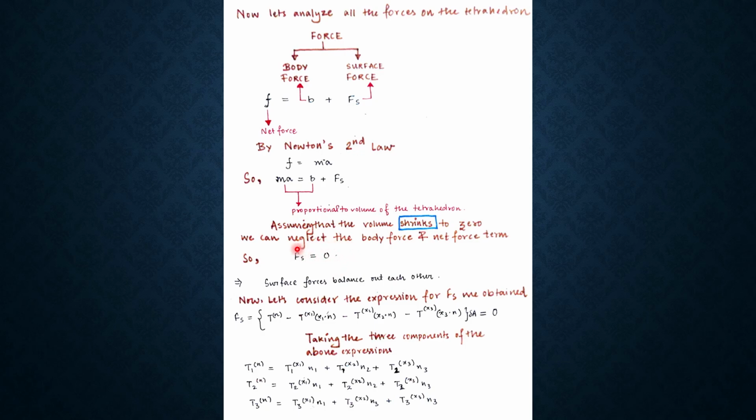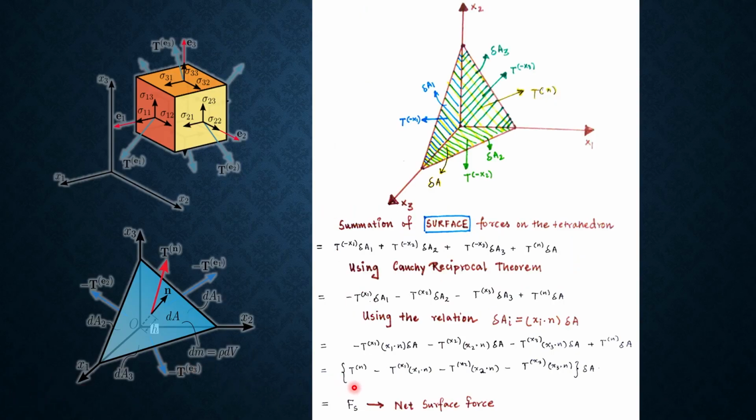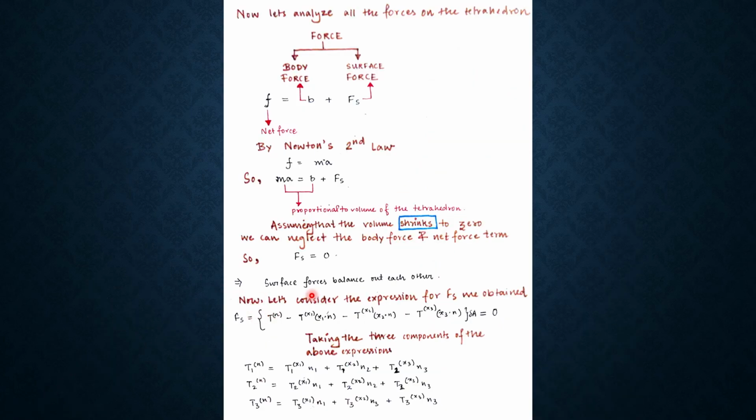So what we did is an order of magnitude analysis, assuming that the volume is extremely small, and that way this term on the left-hand side and this term on the right-hand side, that is the body force, become 0 or else negligible. And from that we get the result that the net surface force is also 0. So the surface forces have to balance out each other. Now the expression that we had obtained before, the net surface force, we can easily equate to 0. That's what I've done over here.